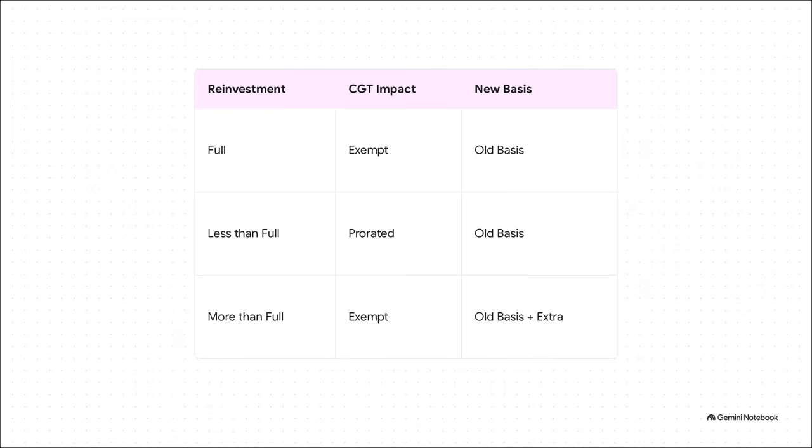Reinvest less than full? You'll pay a prorated CGT based on the unused portion of your gross selling price. And if you go all out and spend more than your proceeds, you are totally exempt. Plus, you get to add those extra costs right onto your new tax basis.